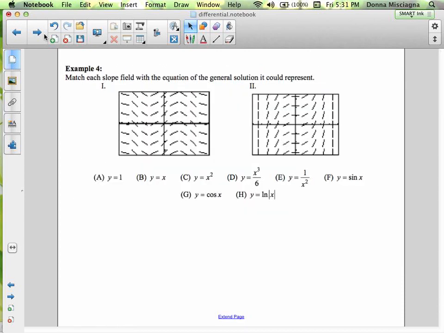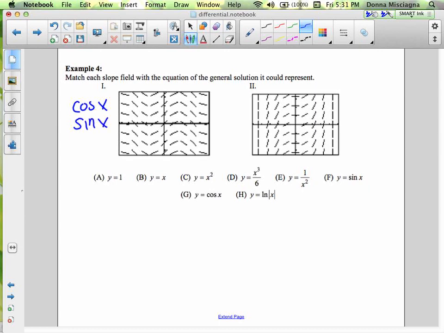All right, so we're going to match the slope field with the general equation that could represent it. The first thing I notice about number 1 is that I see waves. I see waves, which means to me cosine x or sine x. I see a wave pattern. Here I see I'm increasing everywhere. I don't see any negatives. I see all positives. Slope is increasing everywhere.